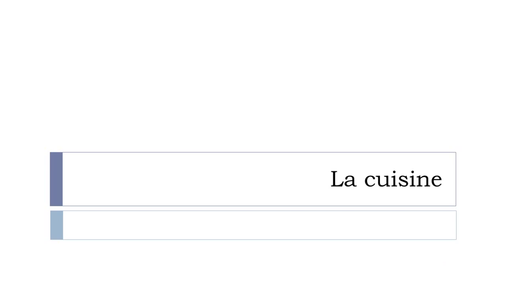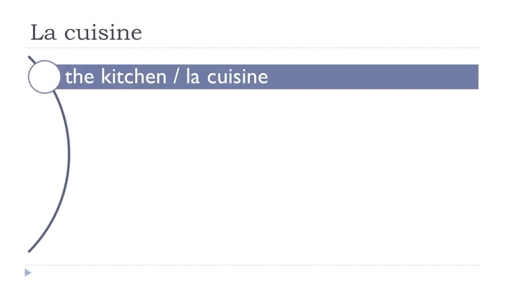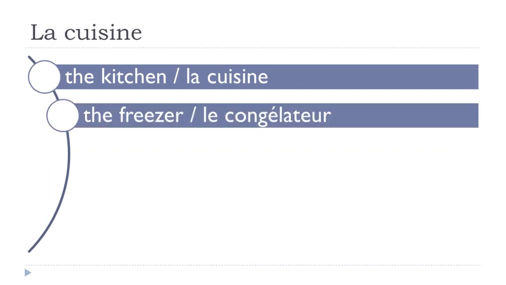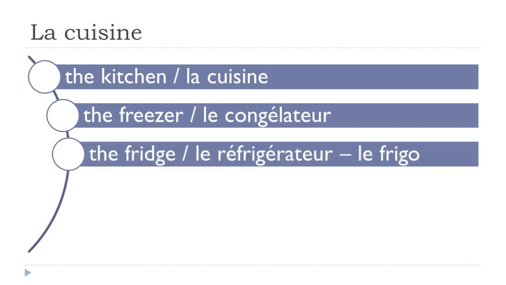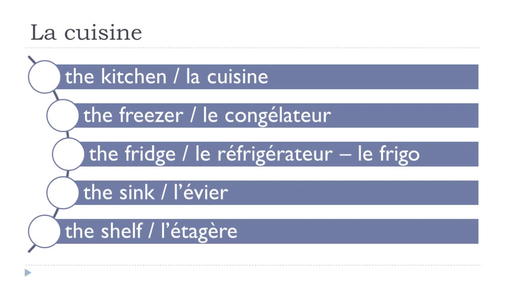La cuisine. So in the previous lesson, we were in la salle de séjour, and now we're still in the house, but it's la cuisine. So let's discover what we have. La cuisine. Le congélateur. Le réfrigérateur. Le frigo. L'évier. L'étagère. Okay, so let's repeat them. La cuisine. Le congélateur. Le réfrigérateur. Le frigo.